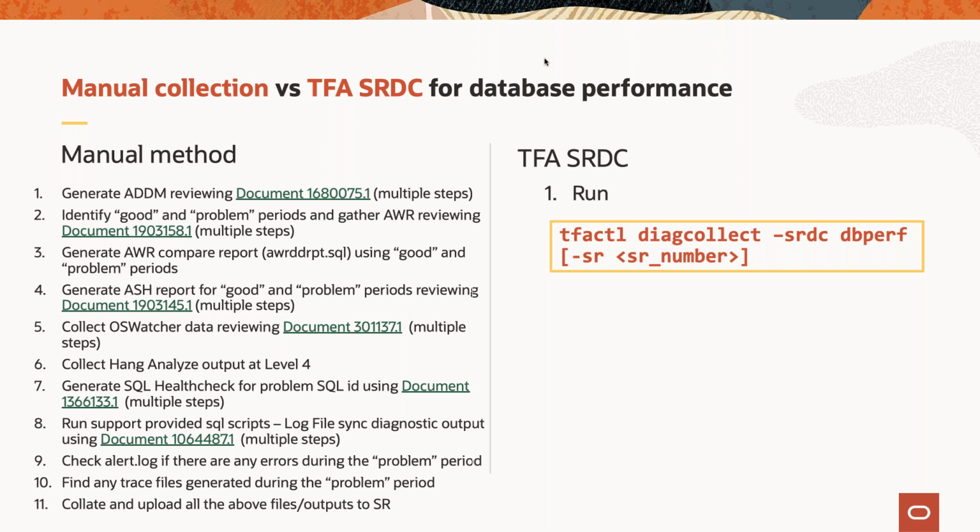Instead, you could run a single command with an SRDC of dbperf. It will ask you for the good and the bad timings, and you specify the SR number. It will run everything on the left, generate a zip file, and upload it to the SR, and will take about 2 to 3 minutes. So this is a faster way of collecting diagnostic data, automating this, and uploading it to the SR.